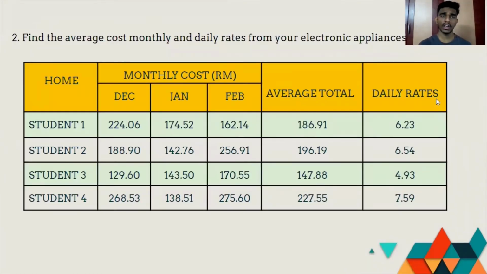So let's see this question. Find the average cost, monthly and daily rates, from electrical appliances. By doing this question, our group found out that student 4 has the highest average total rates and student 3 has the lowest average total rates. This might be because of the highest energy consumption of each particular electrical appliance. Maybe this shows that student 4 uses appliances like the air conditioner frequently, and student 3 reduced the usage of electrical appliances like that, which use a high amount of electrical energy.